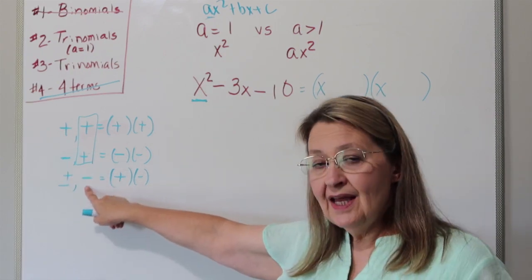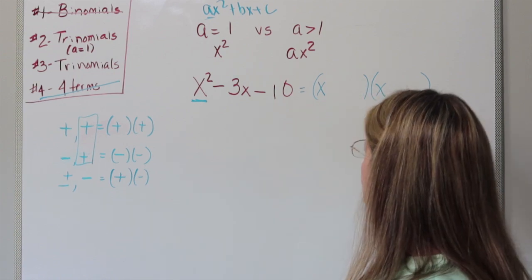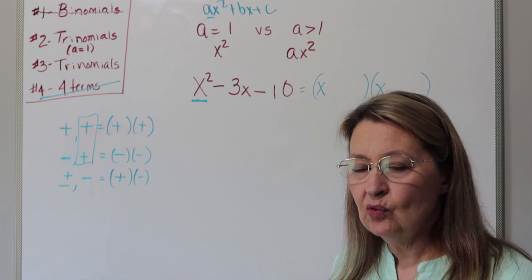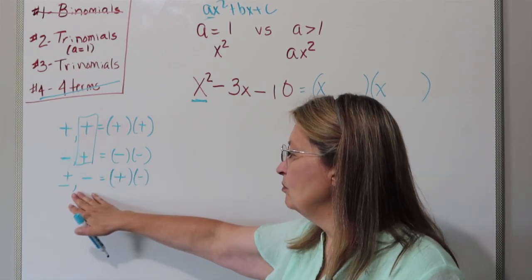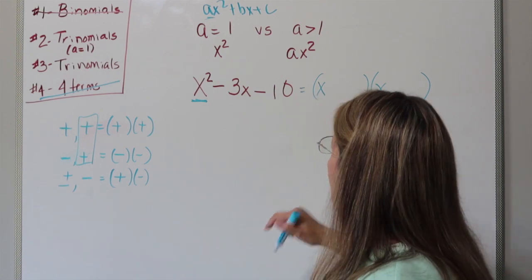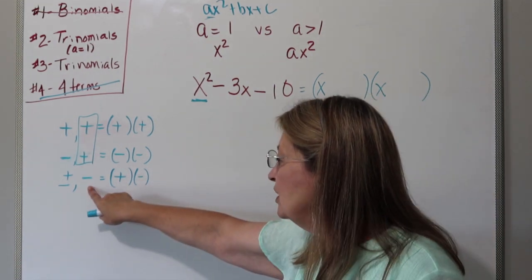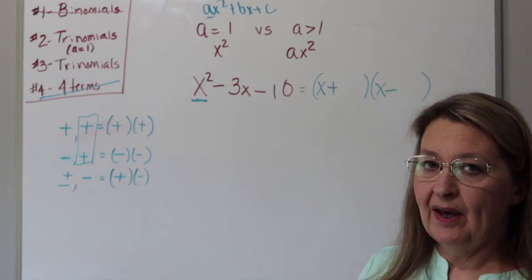Now, if your second sign is a minus sign, you're going to have one of each sign in here, and it doesn't matter which sign goes where. That will sort itself out later. But anyway, you might want to remember this chart. Alright, so we've got x and x. Since this is a minus sign, look over here, I'm going to have one of each sign. So I'm just going to put a plus and a minus.